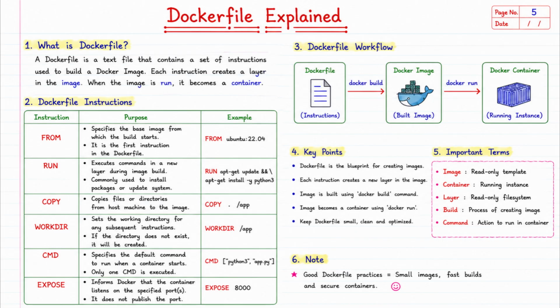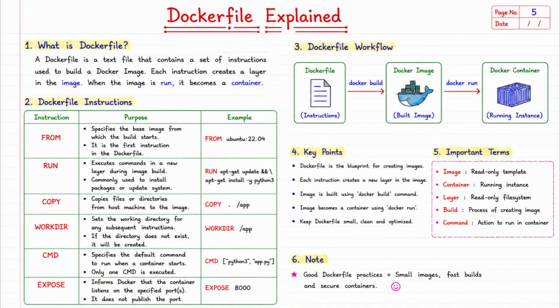RUN executes commands while building the image. It's commonly used to install packages, update the operating system, or configure the environment. COPY copies files and folders from your local machine into the Docker image. WORKDIR sets the working directory for all subsequent instructions, making file paths cleaner and easier to manage. CMD specifies the default command that runs automatically whenever a container starts. Finally, EXPOSE tells Docker which port the application inside the container is listening on. It doesn't publish the port but serves as documentation and configuration.